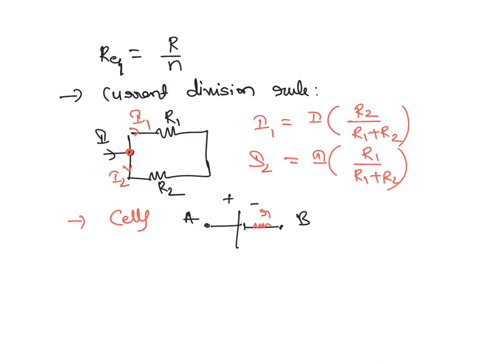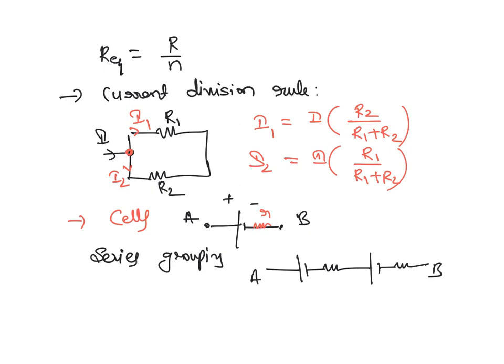After that, we have studied the grouping of cells, the series grouping of cells. It will be like this. This is point A and point B. This is EMF E1 and this is EMF E2, with internal resistance r1 and internal resistance r2. At that time, the equivalent EMF must be equal to E1 plus E2 and r equivalent must be equal to r1 plus r2.